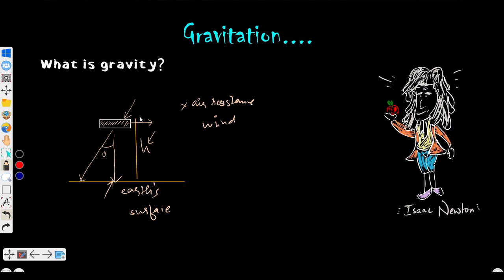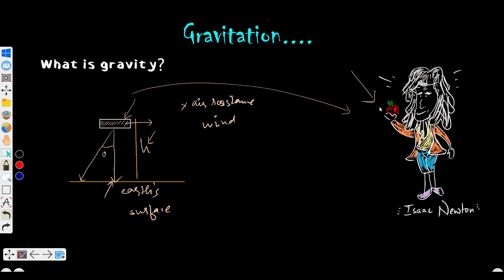So what is the answer? What is the reason why the object falls only vertically downwards, not in any other direction? So the answer to this query was given by this person who is Sir Isaac Newton. He was a physicist and a mathematician. There is a very famous story, you might have heard this. Isaac Newton was sitting under an apple tree and he observes that an apple falls vertically downwards. So he was interested in knowing why did this apple fall vertically downwards and not in any other direction.